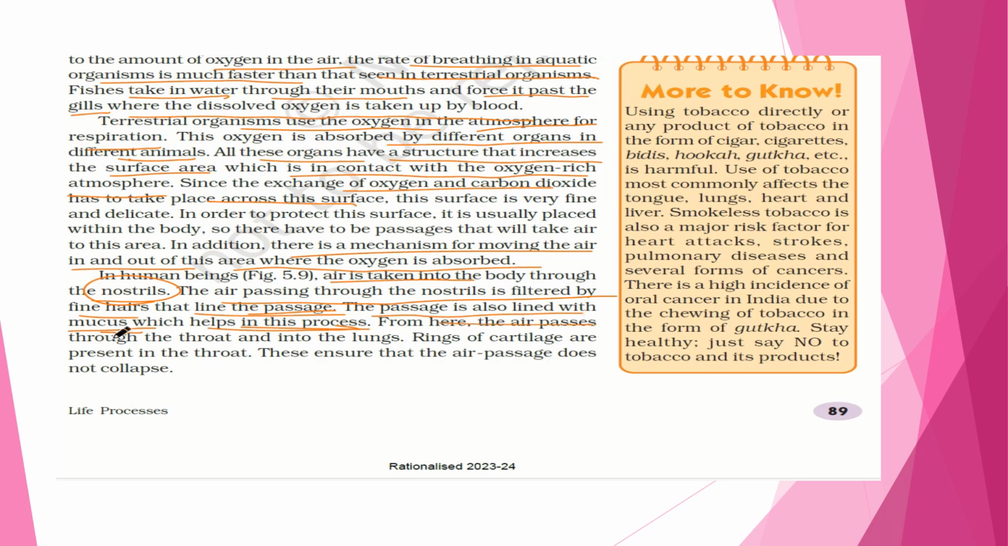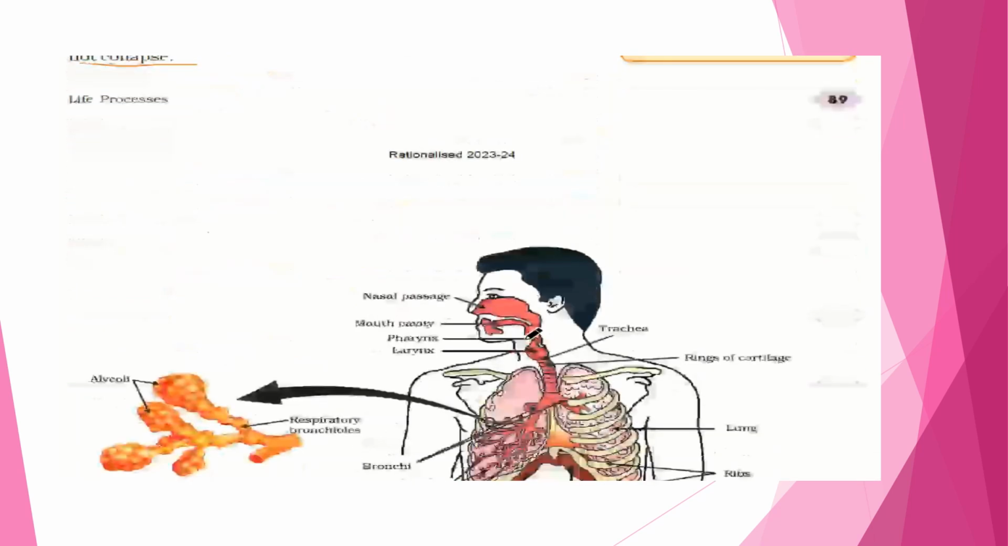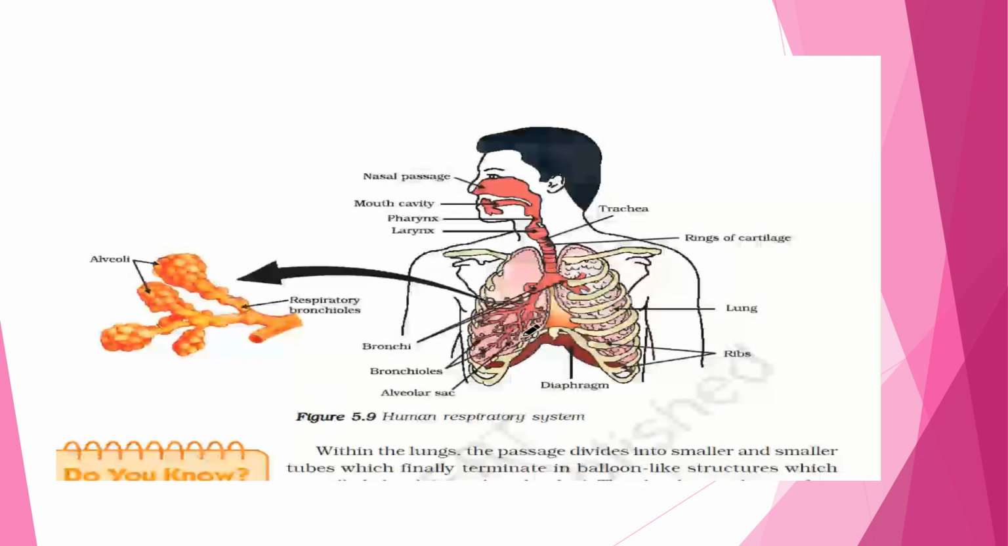From here the air passes through the throat into the lungs. Rings of cartilage are present in the throat. Why does it have rings of cartilage? So that it should not collapse. Now we will move on to the structure of the human respiratory system in the next slide.